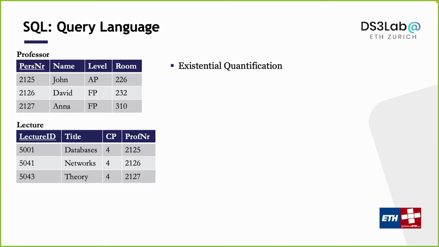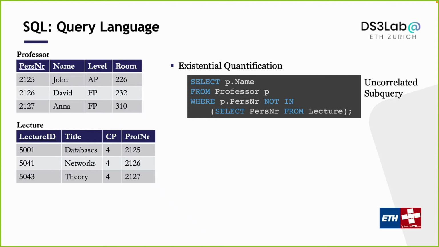So, and you can do more. You can have quantifiers there. For example, you can say I want to select from professors where the professor is not in some result of some SQL query. You can also do this. You can have this kind of subquery. You have uncorrelated subqueries where you first run a subquery. You select the personnel number from lecture. That's all the professors who are teaching.